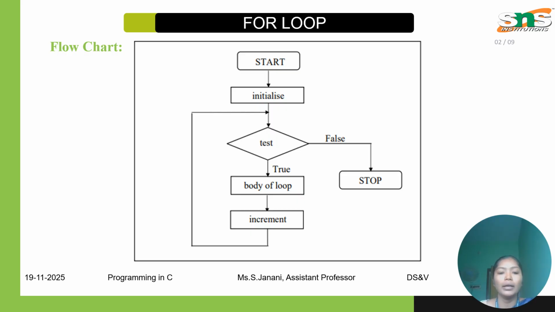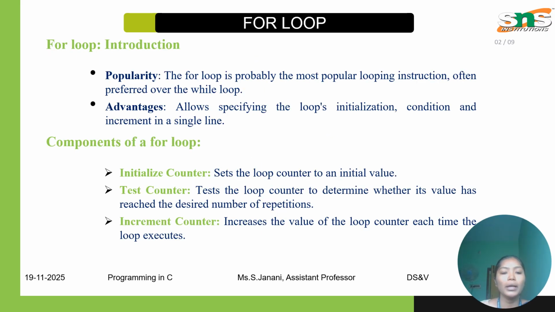Here in the program we initialize int i, and the testing condition is i less than or equal to 5. If the condition is false, for example when it goes above 5, it goes to the false statement and stops. If the condition is true, the body of the loop is executed, then the increment, and then it goes back to the test. The components of a for loop are the initialization counter, test counter, and increment counter, which we have already seen.